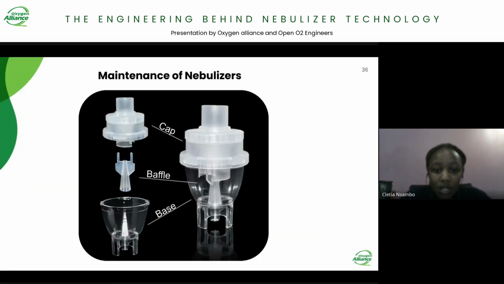This is the setup I was talking about. This is for a removable baffle. So if the baffle is not placed correctly, that means it will affect your nebulization in general.